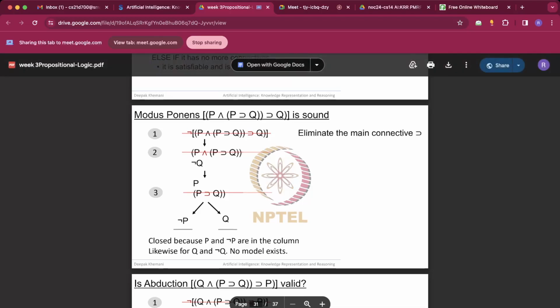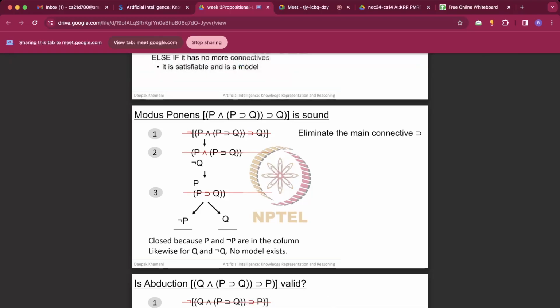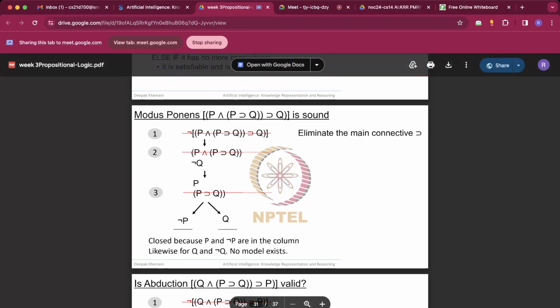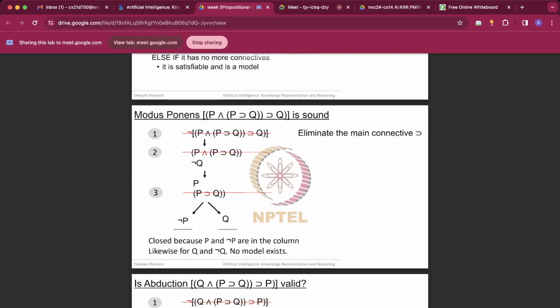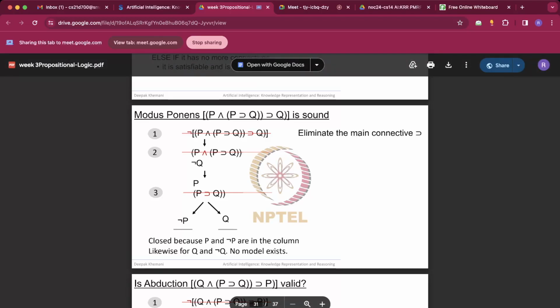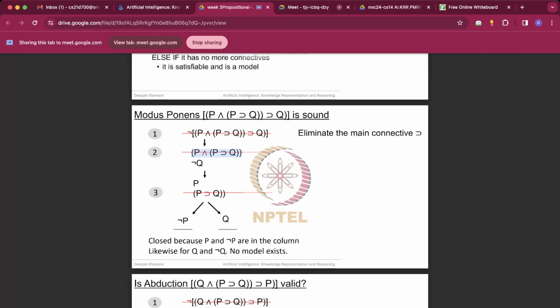Okay, so we simplify that further. Because the negation of A implies B will be what? Negation of not of A or B, right? So if we simplify that further, it will be A and not of B. So that's what is present over here. We have P and P implies Q and not of Q. Now if you further simplify this, we get P and P implies Q. And we already have P over here, right? So P and P implies Q gives us Q.